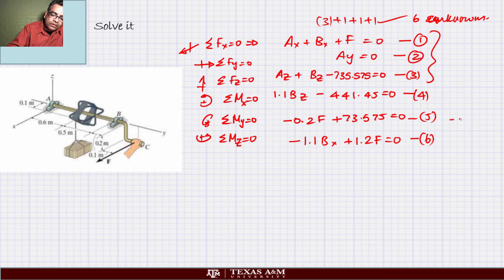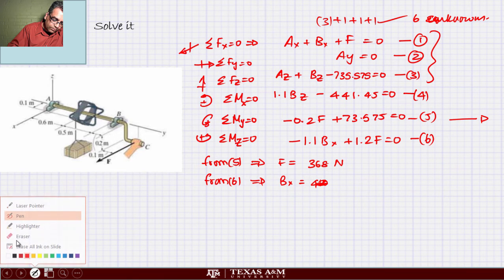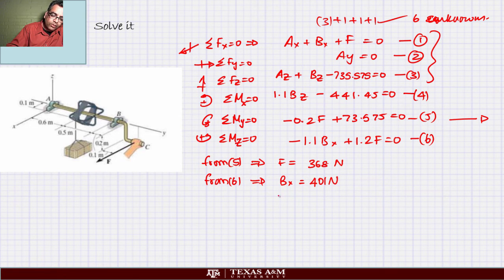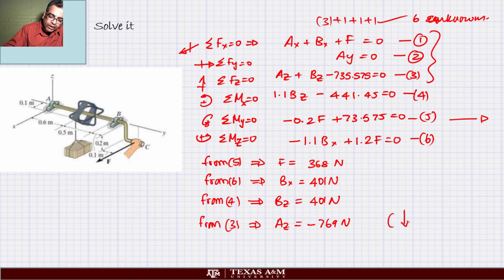Nothing, no need to panic. If you look at this, start out with equation 5. From 5, you will get F equals 368 newtons. Straight, you can solve that. Then from 6 gives me Bx equals 401 newtons. Then from 4, you will get Bz equals 401 newtons. Then from 3, you will get Az equals minus 769 newtons. That means it's pointing downwards, not upwards.